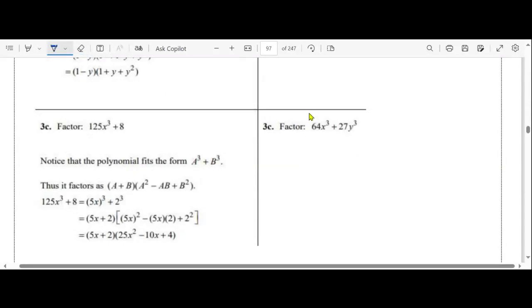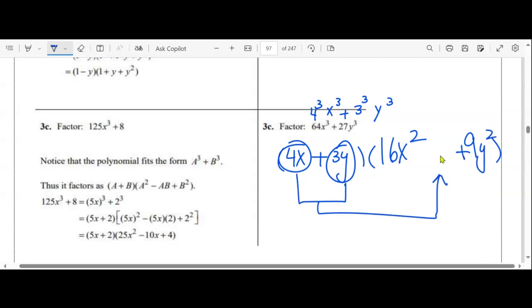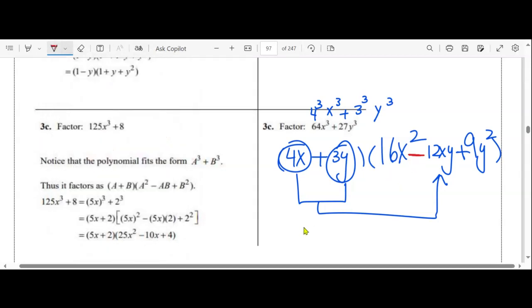64 is what by what by what? 4 to the power of 3. X to the power of 3. 27 is 3 to the power of 3. Y to the power of 3. So when you factor this, what are you going to get? 4x plus 3y, correct? Square the first, what do you get? Square the last, what do you get? Multiply the first and the second. What do you get? 12xy. What about the sign? What sign are we going to put? Minus, because it's opposite. Clear?